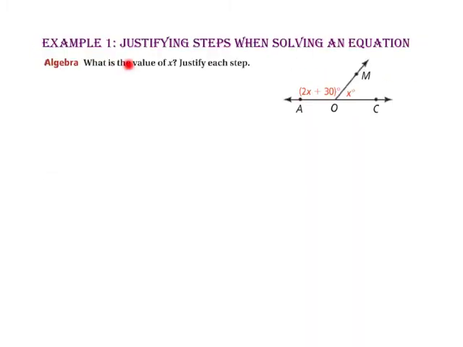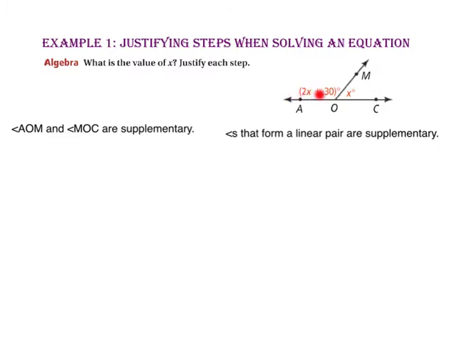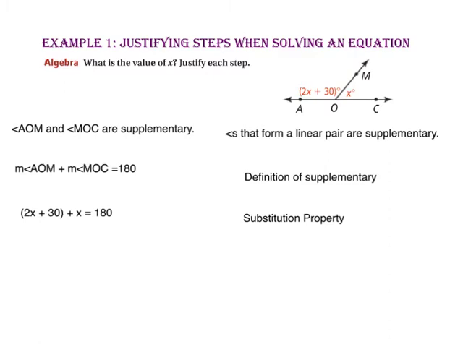In example 1, we want to find the value of x and justify each step as we solve. We can see that angle AOM and angle MOC are supplementary because they are a linear pair. So the measure of angle AOM plus the measure of angle MOC will equal 180 degrees by the definition of supplementary. Let's substitute 2x plus 30 in for the measure of angle AOM and x for the measure of angle MOC. So 2x plus 30 plus x will equal 180. Next we can use the distributive property to combine like terms.